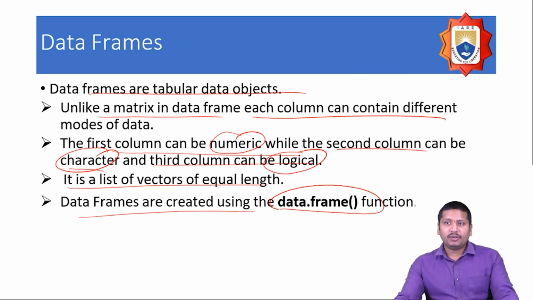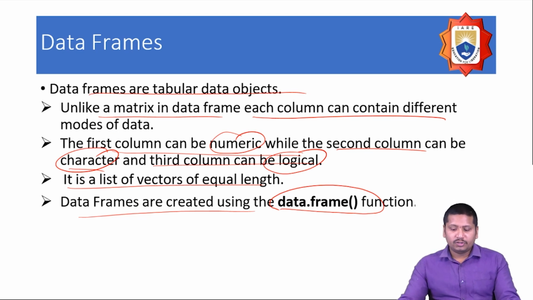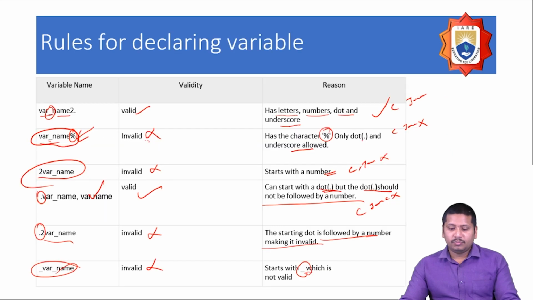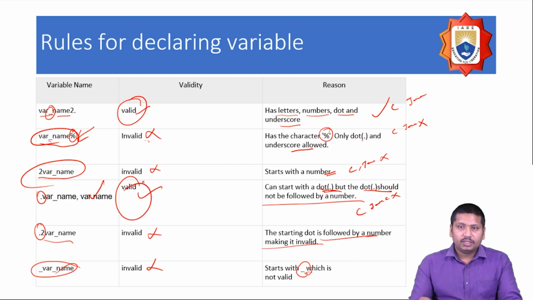Data frames. Data frames are nothing but data objects, where the first column is numeric, the second column is character, and the third is logical. These data frames are created by making use of data.frame. And the variables. Variables can also be created, but these are some of the conventions, and there are only two things you have to remember.